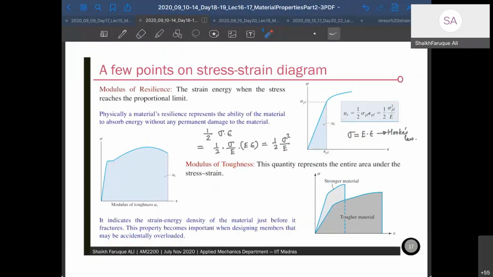For example, let's say that you suddenly throw a big brick on a wooden plank. If the wooden plank can hold a lot of strain energy, it will not break.